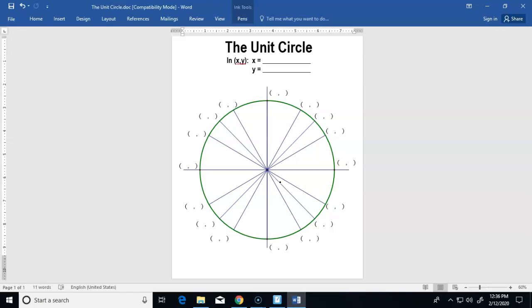So if we look at this angle right here, this was 30 degrees, and we found that right here at this point, the x-coordinate was square root of 3 over 2, and that the y-coordinate was 1/2.